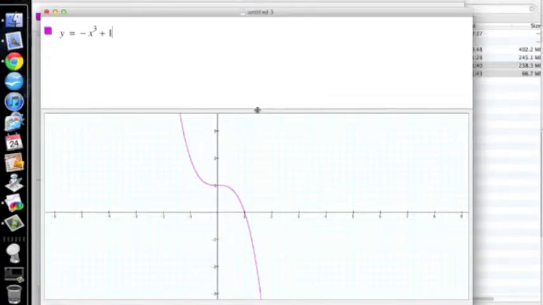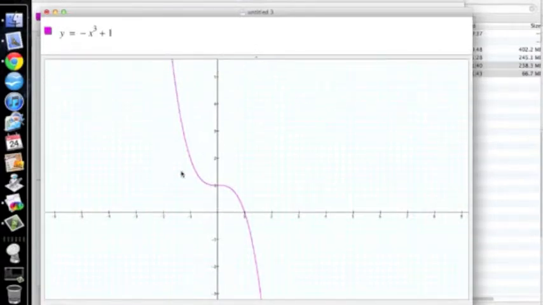Now the thing about this function is that it passes the horizontal line test and it also passes the vertical line test. So if I drag this down here, my little horizontal and vertical lines only cross once at one point. So this is a function of y and it is a function of x.